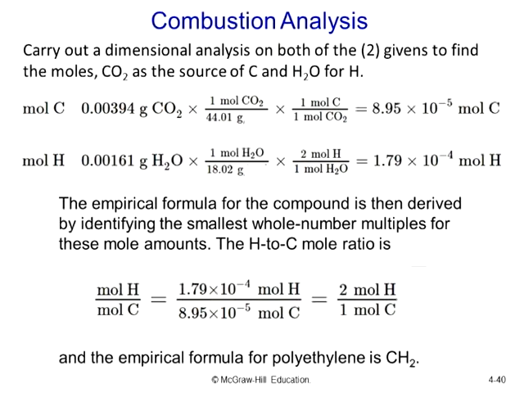Now that we have the moles, the empirical formula can be found as we've done in previous examples, where the molar ratio of the 2 species, carbon and hydrogen, are related to each other, with the smallest value on the bottom and the largest on the top. And when we do the simple math, we obtain a 2 mole hydrogen to 1 mole carbon ratio. Therefore, the empirical formula of polyethylene is CH2.